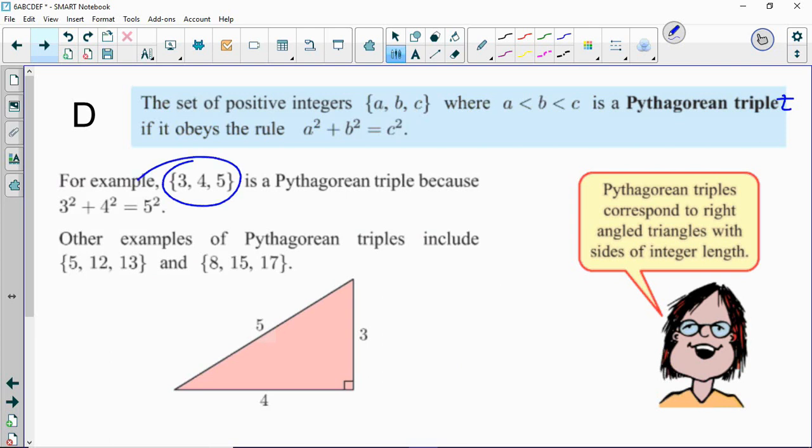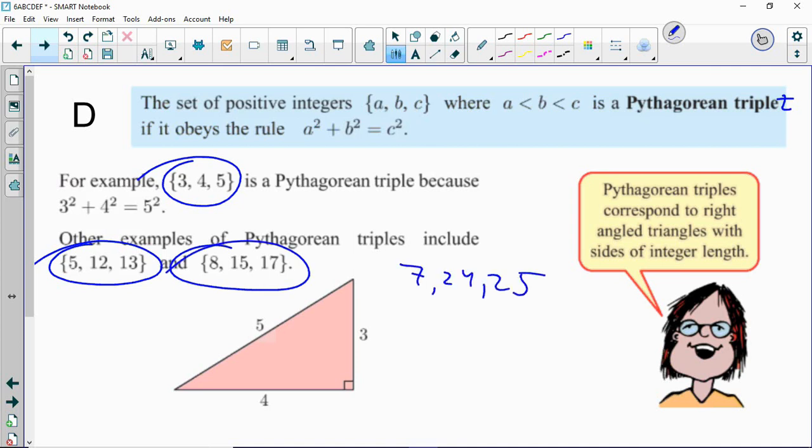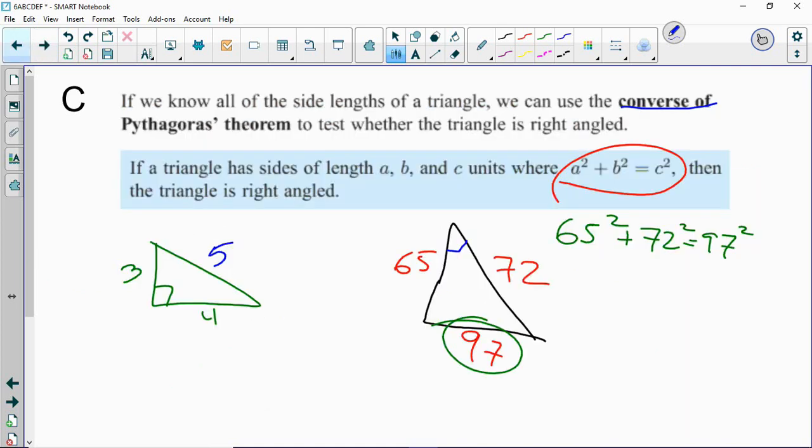And then the next most famous ones are definitely 5, 12, 13, and 8, 15, 17. And then you've also got 7, 24, 25. That's one that I have memorized. And those are actually the only four that I have memorized. But there's a lot more. In fact, I just used one on the previous screen. It was the 65, 72, 97 Pythagorean triplet, although I wouldn't expect anybody to have that memorized.